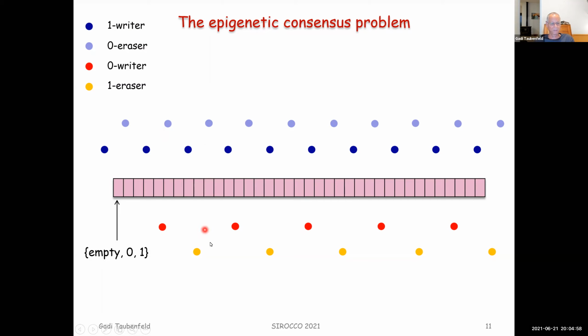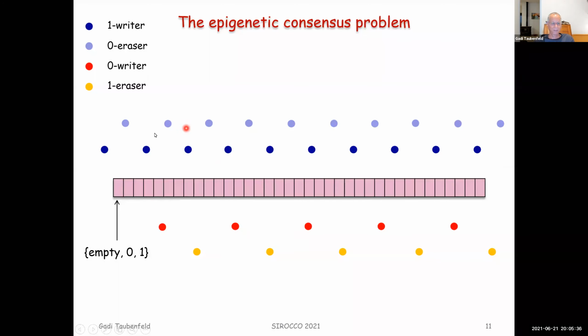So this is one team, and the other team is the 0 writers that try to write 0 here, and the 1 erasers that are helping them. They are erasing the ones. And the problem, the epigenetic consensus problem, is to find the algorithms that each one of those 4 types of processes are running, so that with high probability, the bigger group wins.